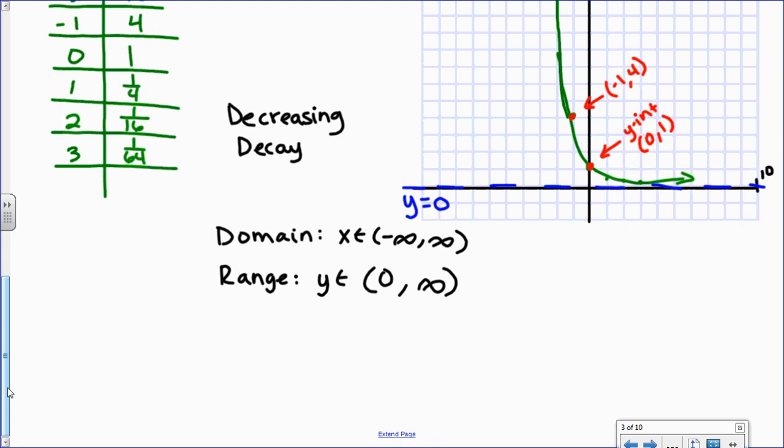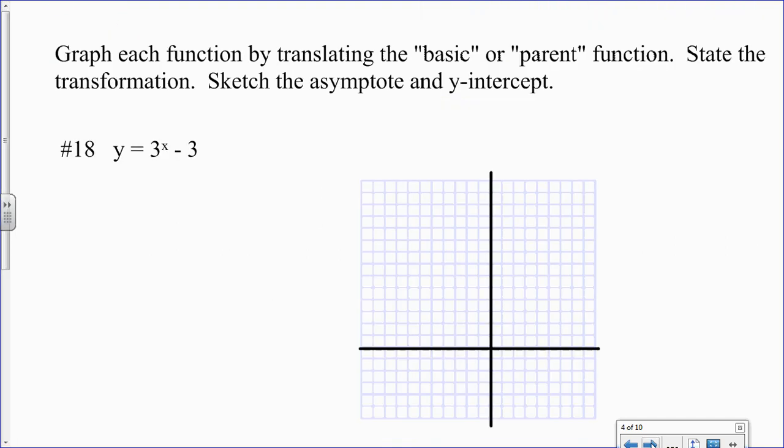Questions about that? Okay. We're going to look at some exponential functions that have transformations now.